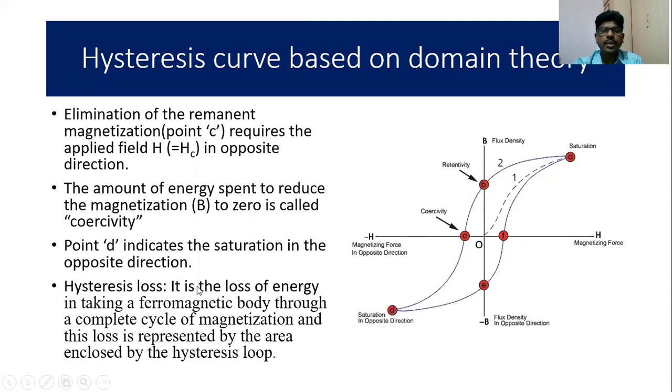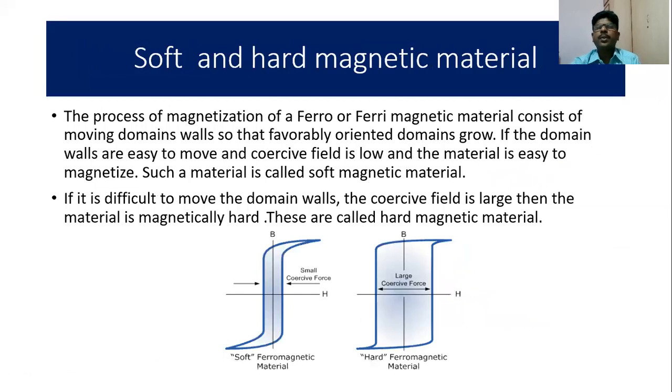What is hysteresis loss? It is the loss of energy in taking a ferromagnetic body through a complete cycle of magnetization, and this loss is represented by the area enclosed in the hysteresis loop. So this is the hysteresis loop having an area, and the area enclosed by the hysteresis loop gives you the loss. Now based upon that, we can classify materials either as soft or hard magnetic material. Once again, your graph between H and B: here the area is less, here the area is more. Area less is a soft material, area more is a hard material.